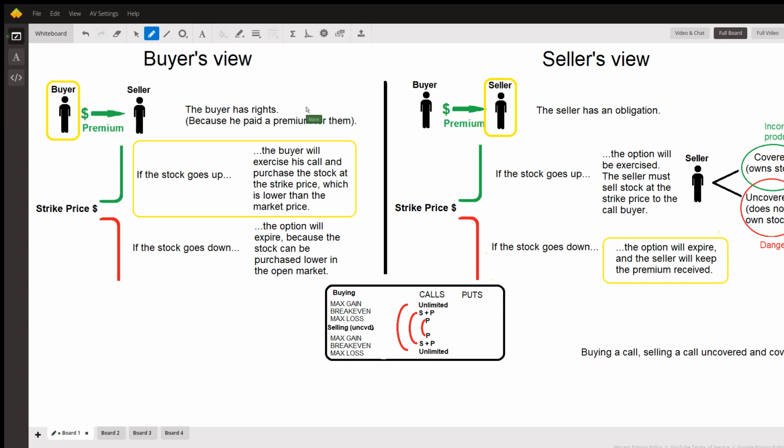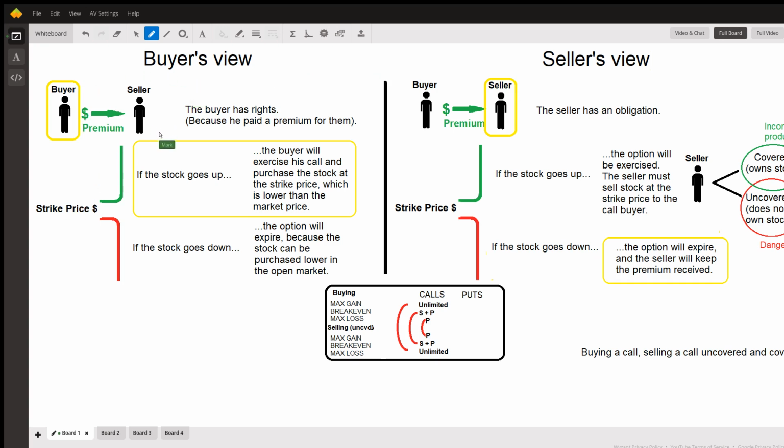Now, if you look at the other side, look at the seller's view, what did the seller do? He really did nothing but receive money. He received a premium. The buyer has rights because he paid for them. The seller has an obligation. He may or may not have an obligation based on the price movement of the underlying stock.